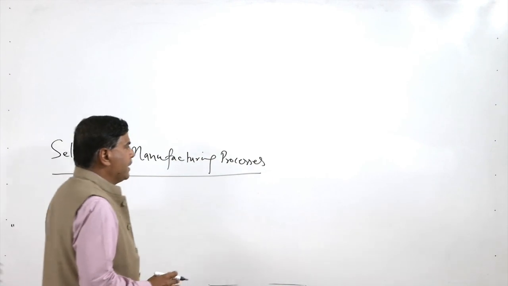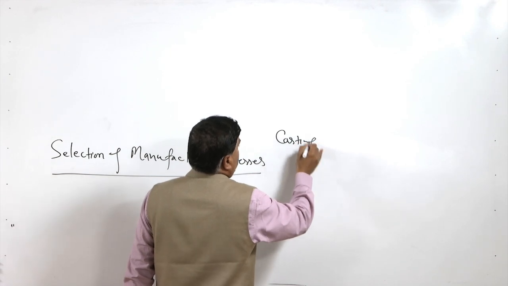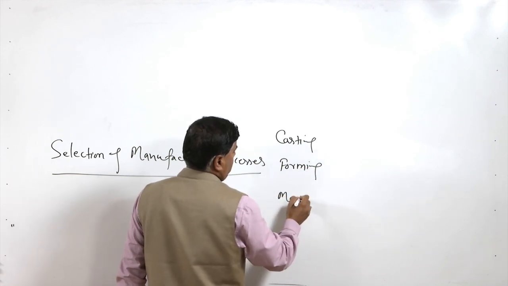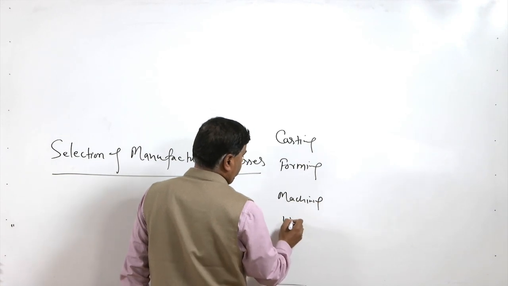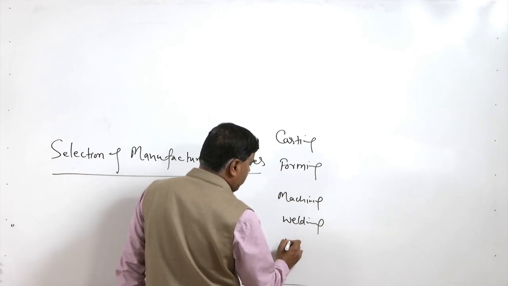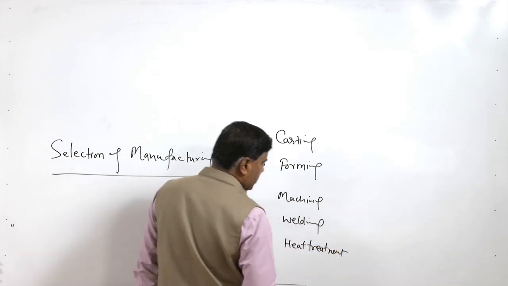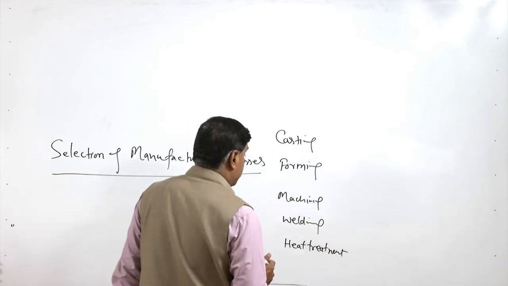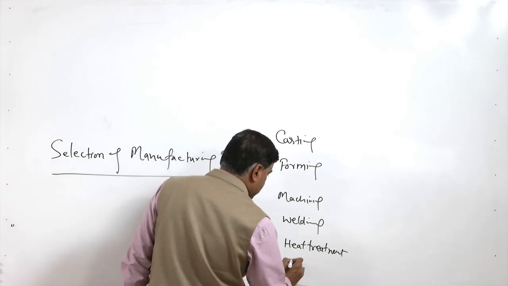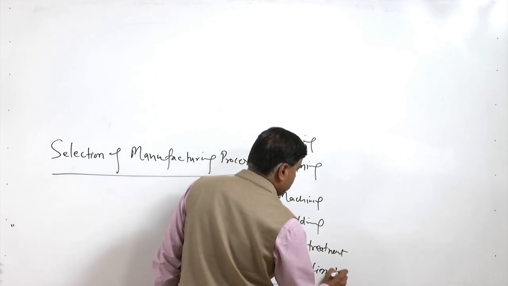We have seen that there is a wide variety of processes like casting, forming, machining, welding, and then the property enhancing processes like heat treatment for bulk material and coatings etcetera for surface property enhancement, and then super finishing processes.